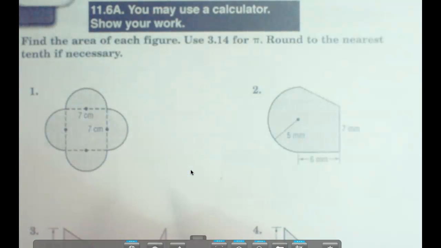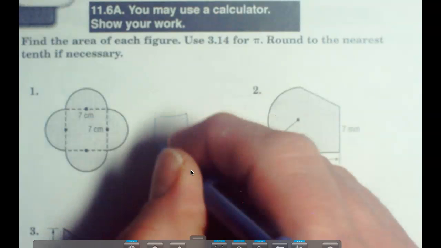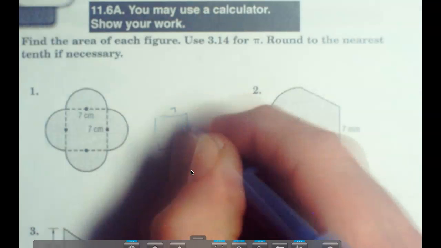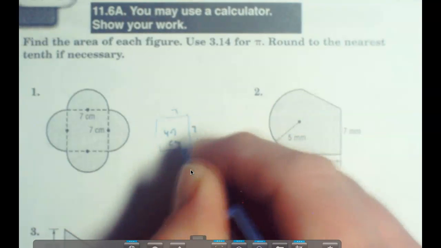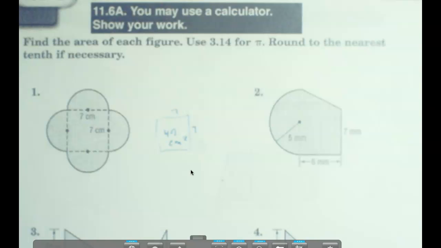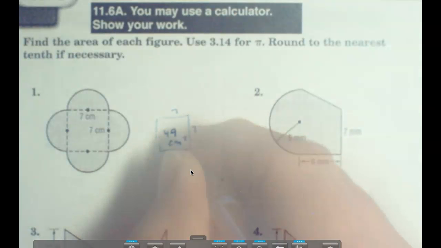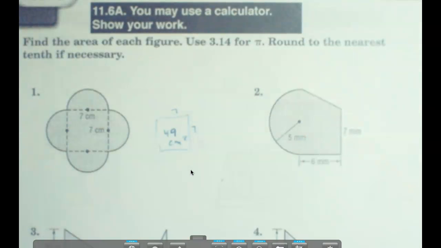So the square, this is going to be 7 by 7, so this is going to be 49 centimeters squared. And then we need to find the area of the circles. Let me make that a little bit darker. We need to find the area of the circles.